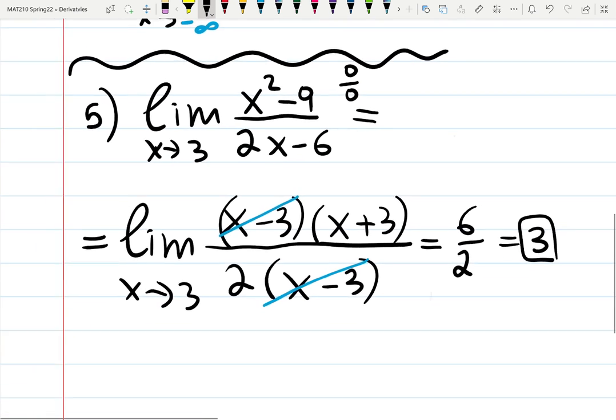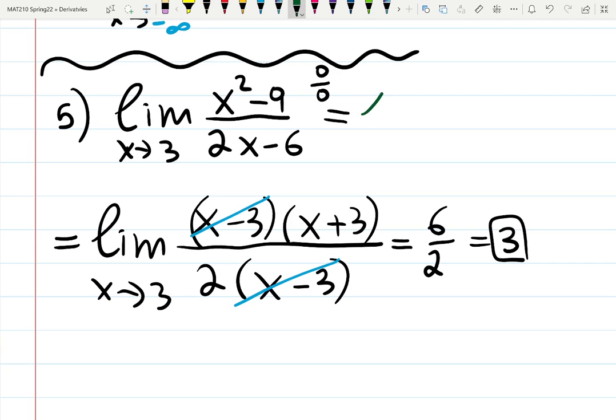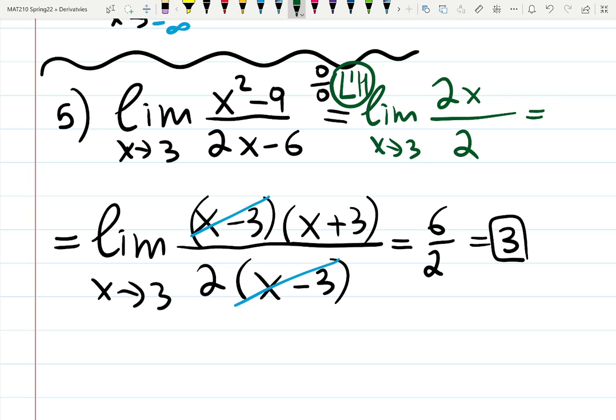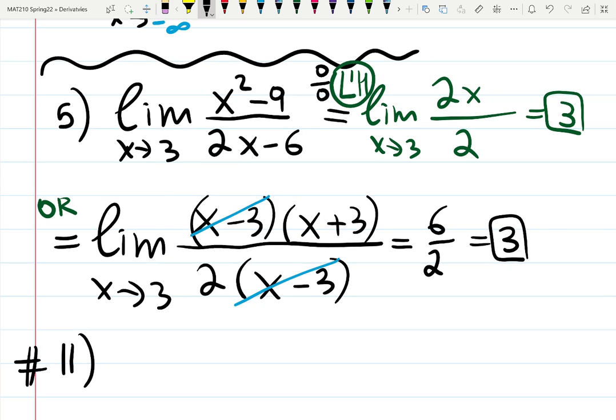Some of you like using L'Hopital's rule, which is also fun. L'Hopital's rule tells you that you can differentiate. Remember, I put LH in the circle. You can differentiate the top and the bottom, then plug in 3. It gives you 2x and 2, as x approaches 3, and it gives you the same answer. So either or. L'Hopital's rule tells you to differentiate the top and the bottom separately if you end up with a 0 over 0 or infinity over infinity case. You'll have that on the test, so that is important. Practice quadratic functions. Practice number 11. Practice by yourself. All those limits, basically, you have to practice them.